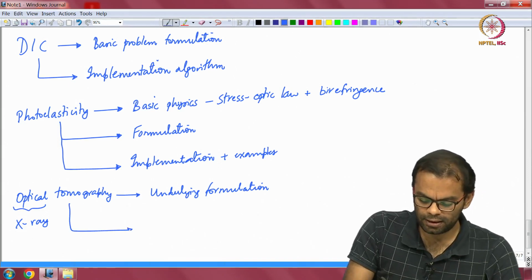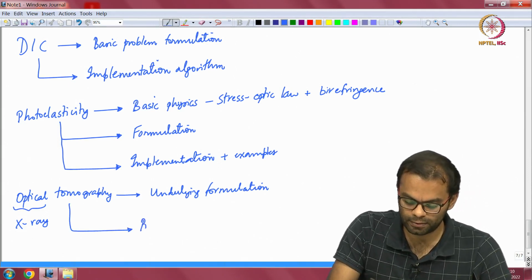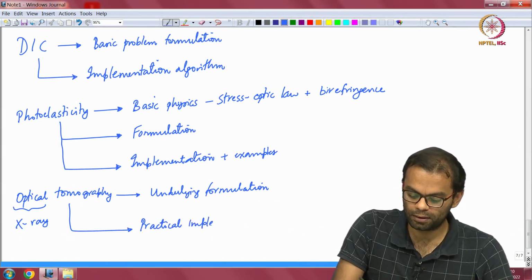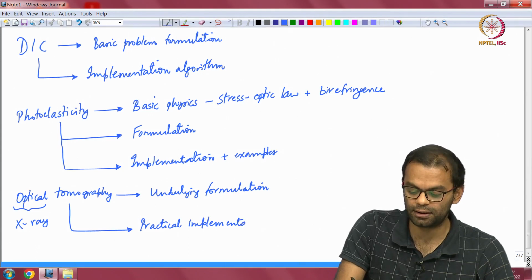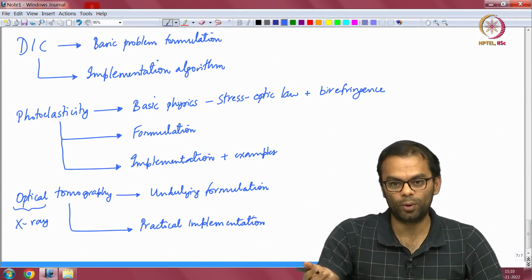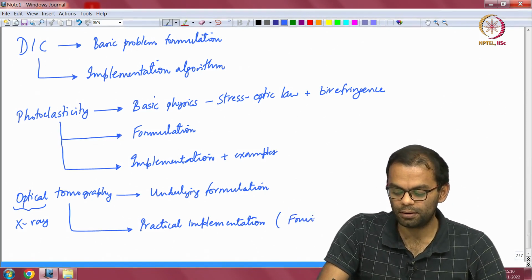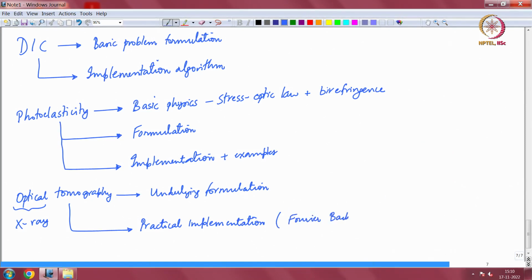And then I will show you a practical implementation. How do you write, for instance, a scheme for doing reconstruction? The most common method is called Fourier back projection, and I will discuss this method. So that at the end of it, you can always pick up some open source X-ray data set, mess with it, and try to do your own reconstruction.